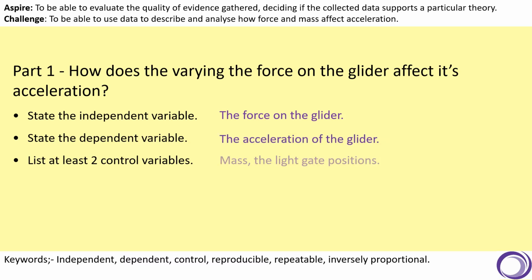And control variables, going to keep the mass the same, light gate positions. If you're thinking about the version of the practical where you're using a slope, a friction compensating slope, then that slope needs to be kept the same during the practical as well.